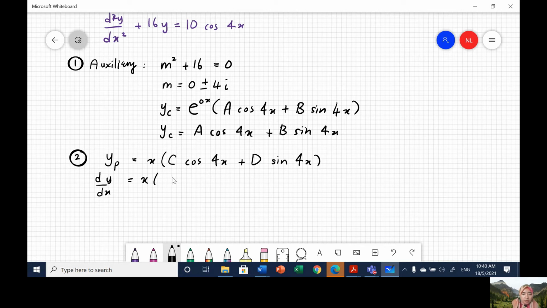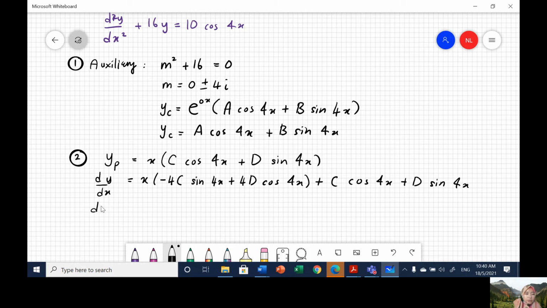We have negative 4C sine 4x plus 4D cos 4x, plus, take the first factor and differentiate x, so we get 1. So here you just have this form. Differentiating x is 1, so I'm not writing down the 1. And then proceed to the second derivative.